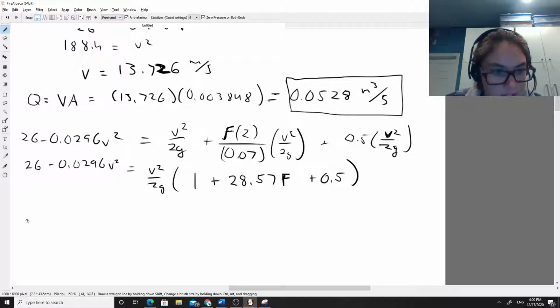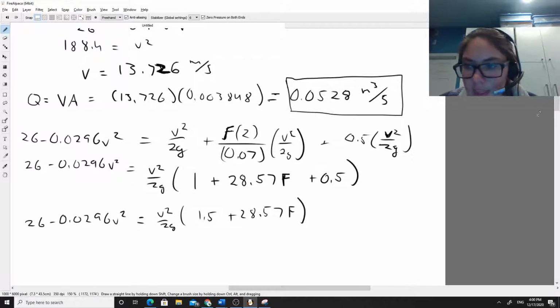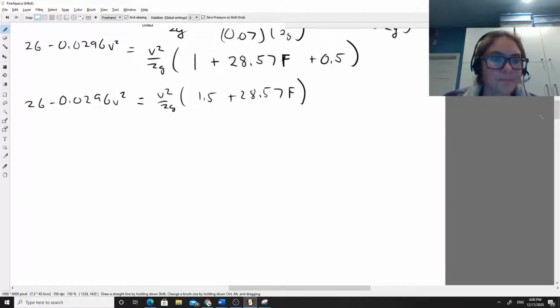And we can go ahead and rewrite this again. 0.0296 v squared is equal to, yeah, we can say v squared divided by 2g times 1.5 plus 28.57 f. Scrolling down. Now I am just going to put these back in, I think. Kind of convoluted way to do this, I'm sorry.